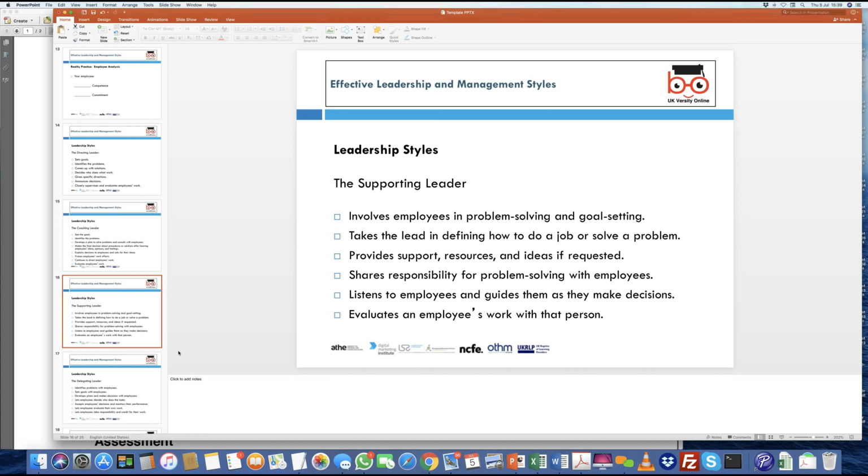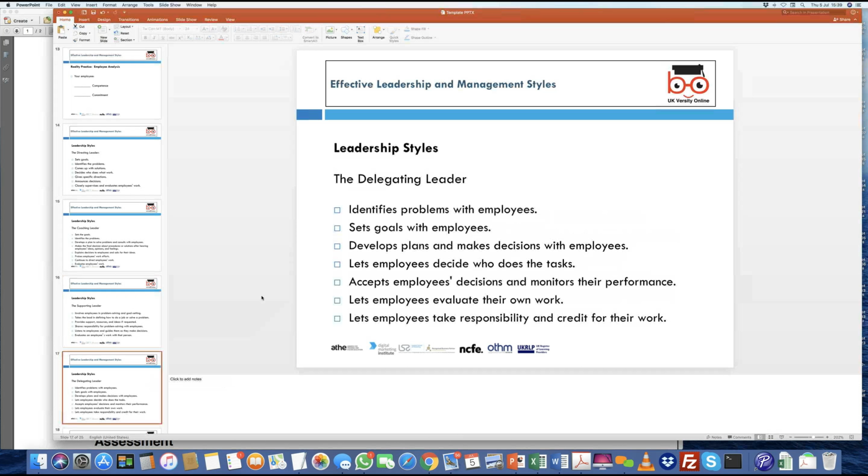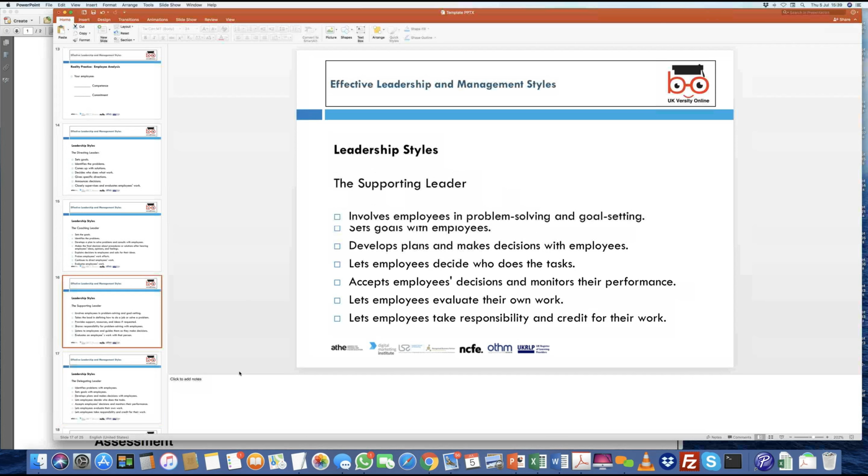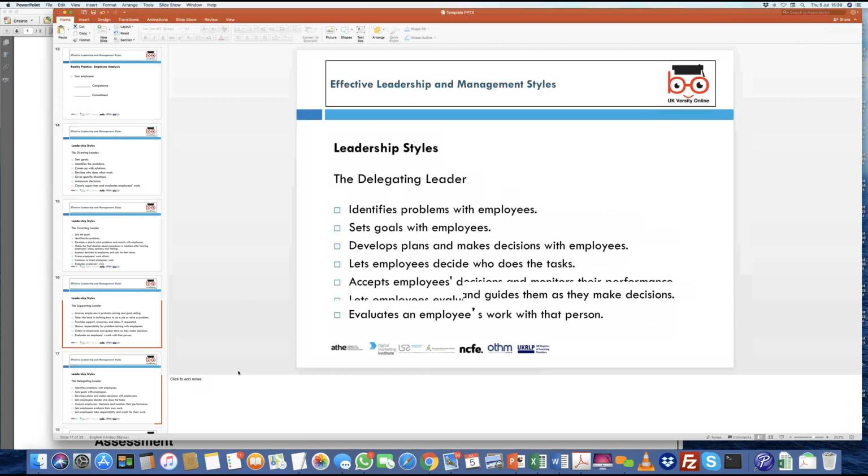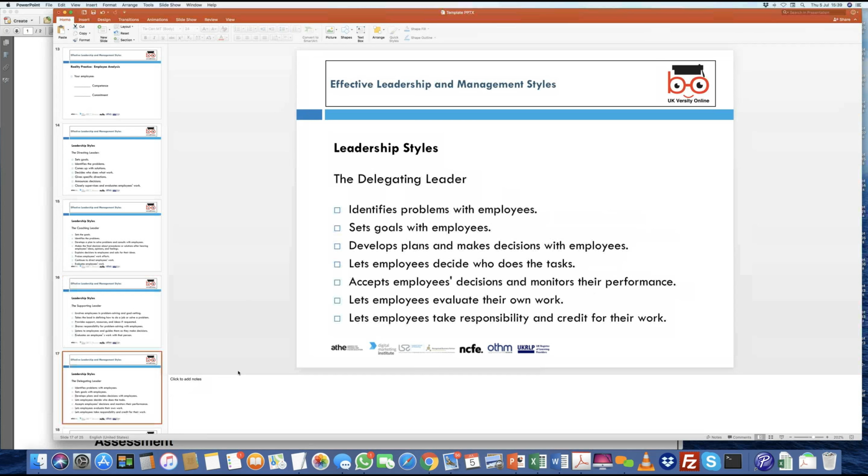Okay, and the last one is delegating. This is more or less the laissez-faire style, wherein the leader leaves everything down to the employees. He believes in total delegation. So what he does is he delegates and he says, if you have a problem, come up with a solution.